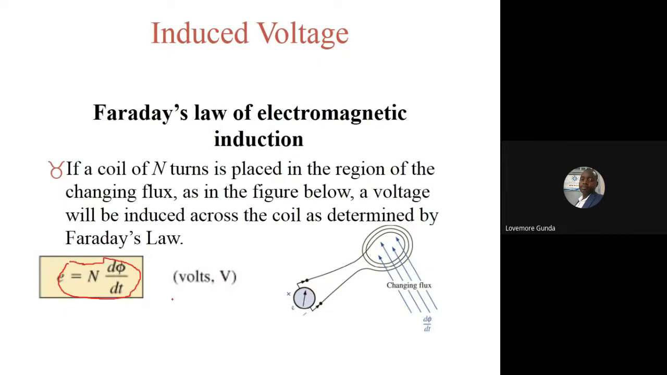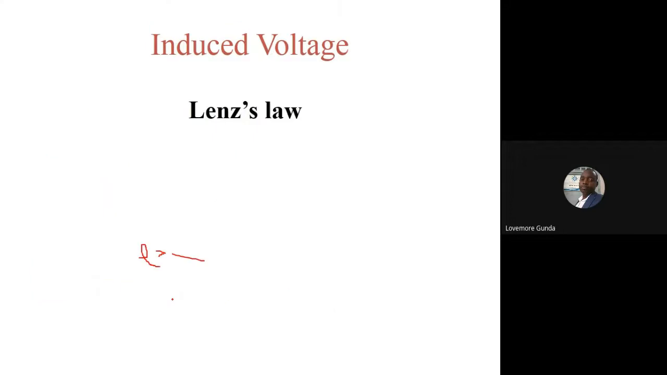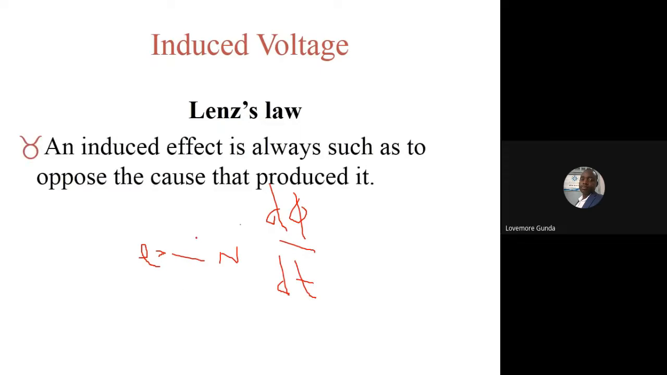Lenz's law is saying the induced effect will tend to oppose the change that caused it. In other words, E is equal to minus N d phi by dt. It introduces a negative sign, showing that the induced effect is opposite the cause. The induced effect is opposite what has caused it. That is what Lenz's law is talking about, right?